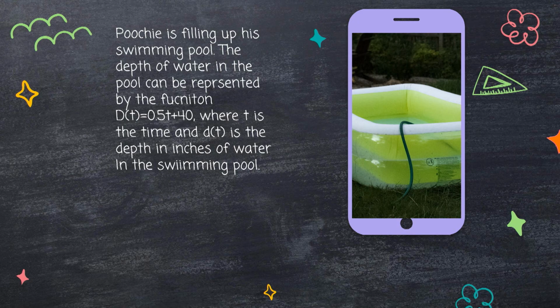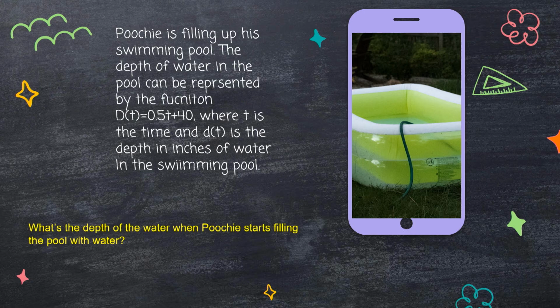All right, Poochie is filling up his swimming pool. The depth of water in the pool can be represented by the function d of t equals 0.5t plus 40, where t is the time and d of t is the depth in inches of water in the pool. All right, so the question is, what's the depth of water when Poochie starts filling the pool with water?